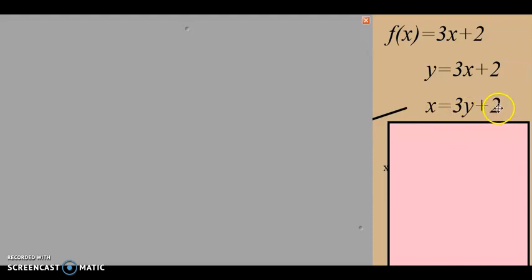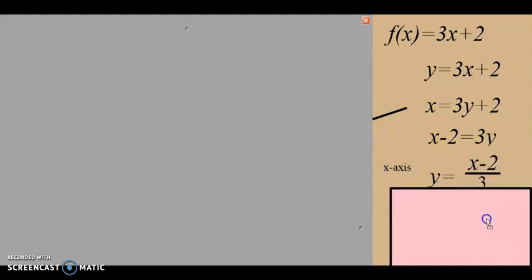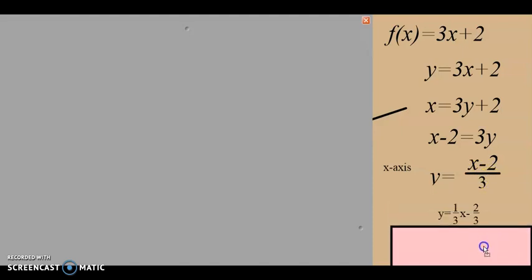So the first thing I do, get rid of the 2. Subtract 2 on both sides. Then I'm going to divide by 3, divide by 3. Y is then equal to x minus 2 over 3. If I simplify that, that is 1 over 3, so that is a third x, and that is negative 2 over 3.